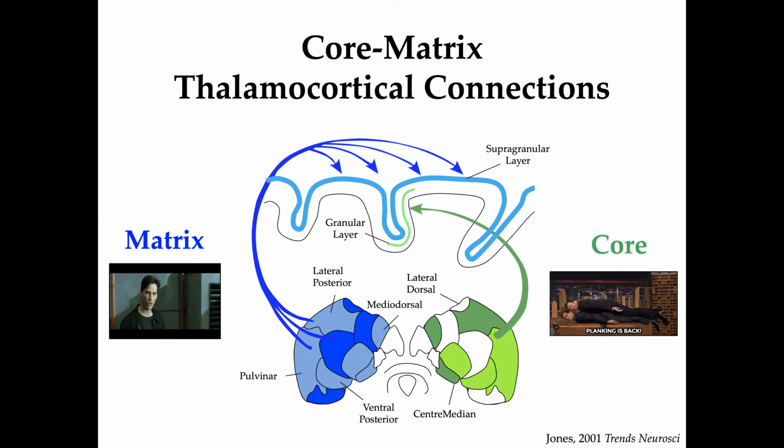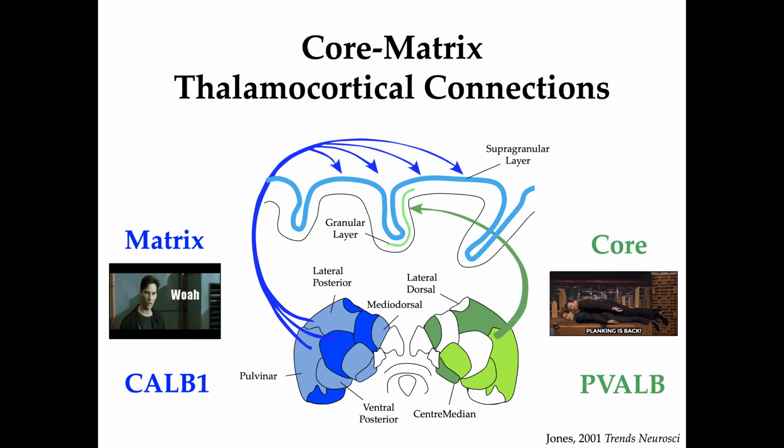Fortunately, there's a way in, which is that these different thalamic populations express different calcium binding proteins. The matrix cells express calbindin and to a lesser extent calretinin, and the core cells, at least in non-human primates and humans, express parvalbumin.